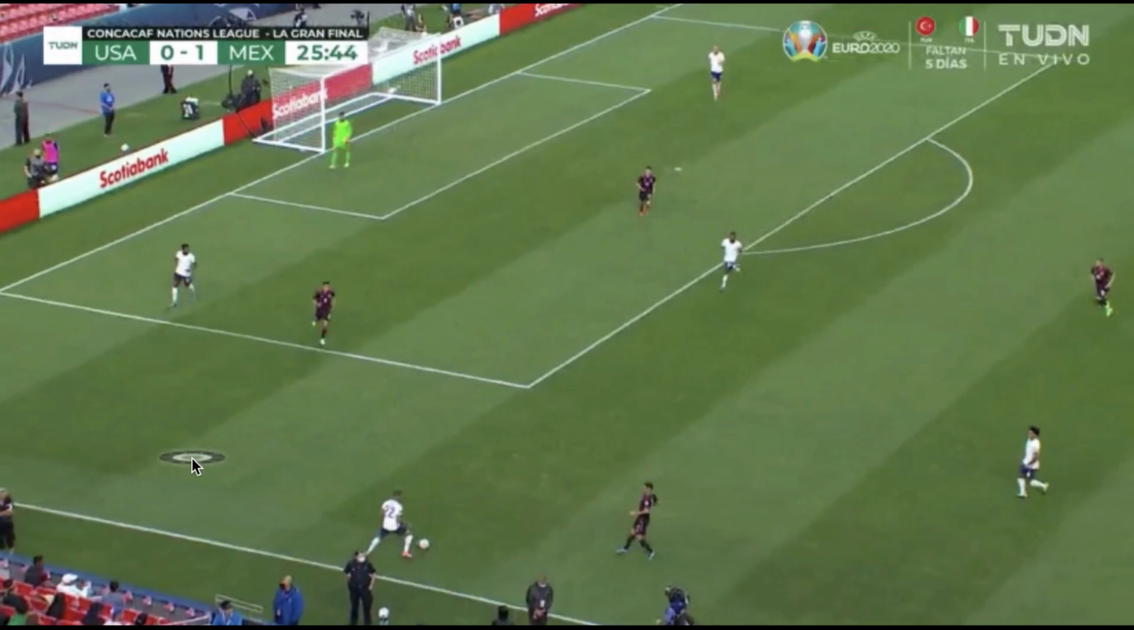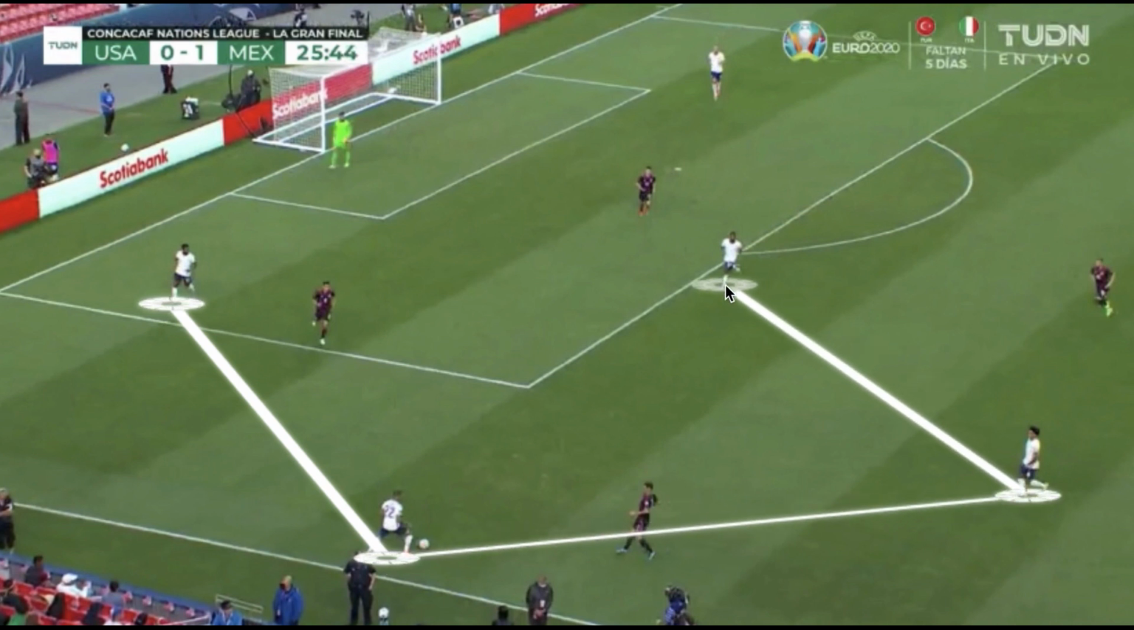Now for the United States in possession. In the first third of buildup, they look to create numerical superiority when they use possession as a tool, and they did this via the wide areas. Oftentimes, especially in the first half, the United States built with 3 central defenders, and this allowed them to rotate in the first third of the field to have an overload on one side. Oftentimes, Gio Reyna was the free player playing between the lines, with Pulisic coming between the lines in the half space a lot of times.